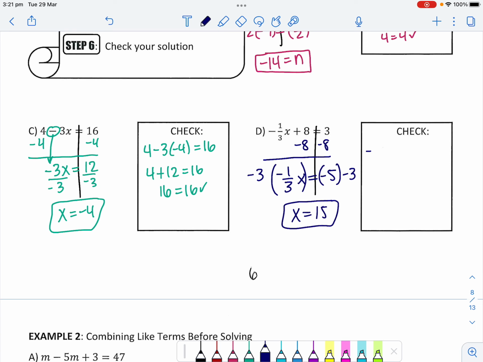And to do my check, negative 1/3 times 15 plus 8 equals 3. Negative 1/3 times 15 is going to be negative 5 plus 8 equals 3. So 3 equals 3. So if I cross cancel, negative 1 times 5 is negative 5. So this is solving a two-step equation.